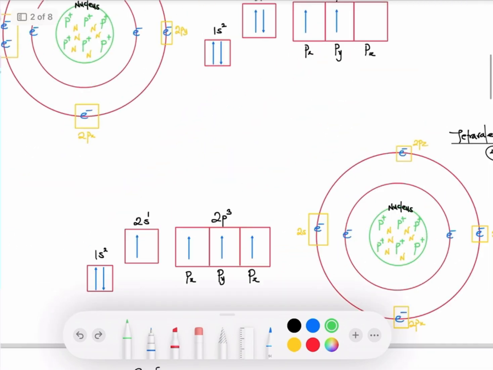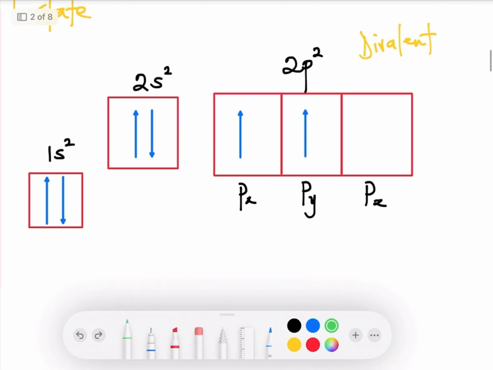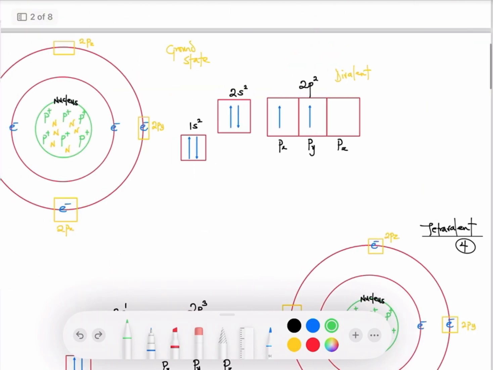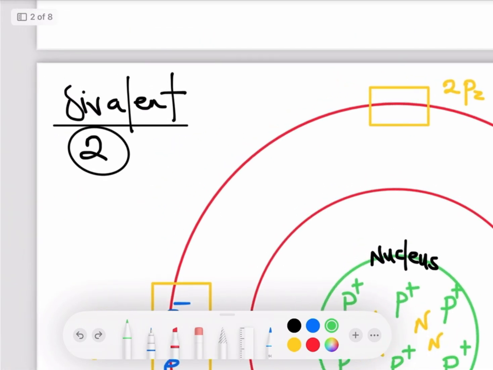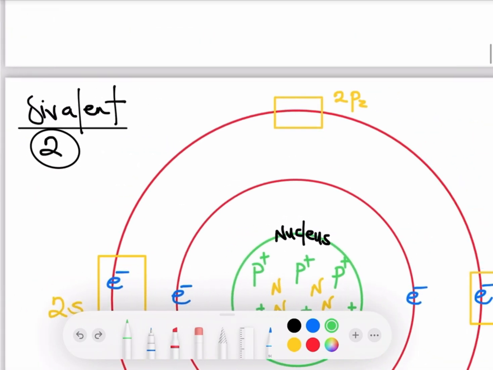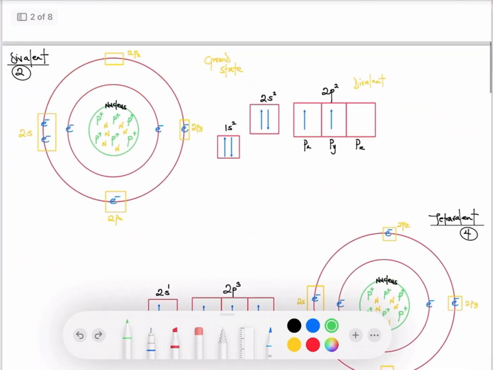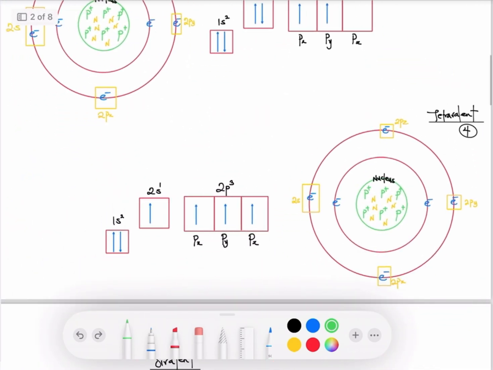That thing that I just explained about one of them leaving to come and fill up this one must happen before carbon can form an organic compound. If it does not happen, carbon will remain divalent and only form inorganic compounds. Remember, in its ground state, this is how it is. Excited state, this is what it forms: tetravalent carbon.